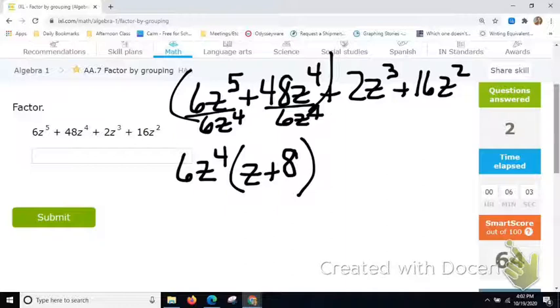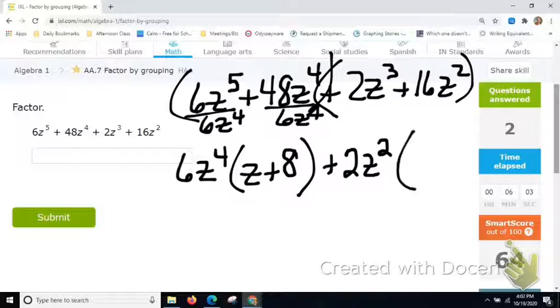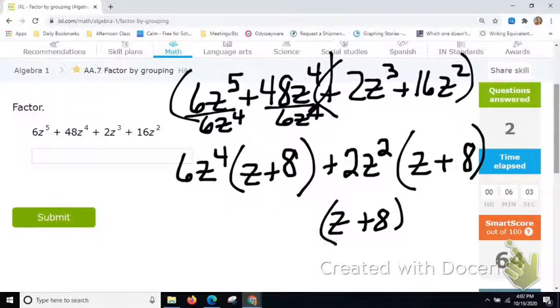And then the second one, 2 does go into 16. So, I didn't put that in parentheses first to group it. So plus 2, and they both have z squared. I have a feeling it's going to want me to have taken out the common factor first. Well, I'm going to go ahead with this, and then I'll show you what I'm talking about. Z plus 8. And then they both have z plus 8. And then when I group these things together, it's this.